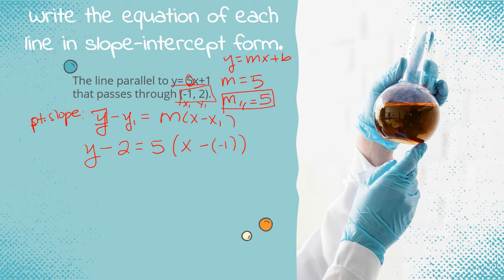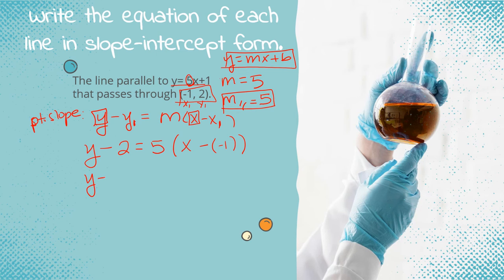So just keep in mind that this y and this x that don't have the little sub numbers, like these ones right here, those are always going to be just y and x. You're never going to plug in for those two values. You're only going to plug into the values that have the sub numbers. Okay? So the question asked me to write the answer in slope-intercept form, which basically means just get y by itself. So even though I plugged into point slope form, I can still write my answer in slope-intercept form.